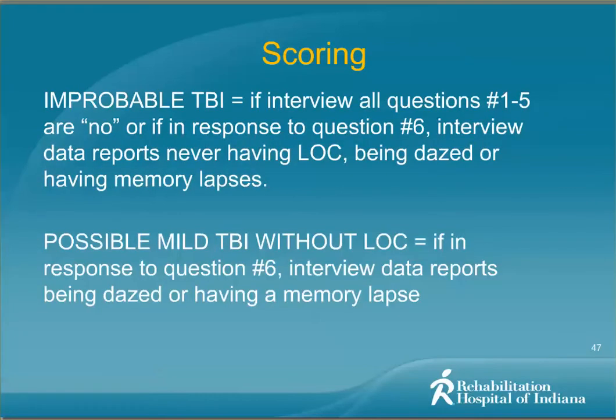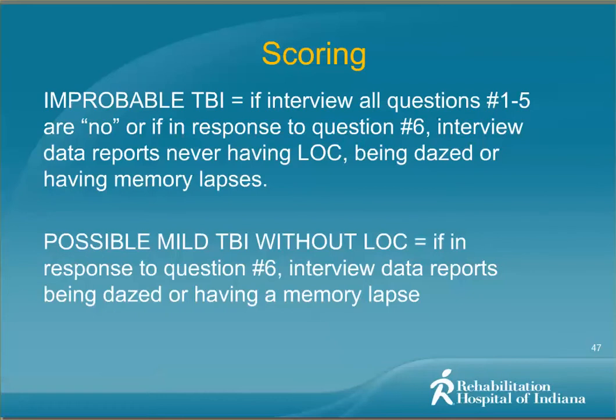Okay. Now, we're going to provide 2 examples at the end to illustrate some specifics on the scoring, but here are the guidelines for those categories. To score in the improbable TBI range, the result of the questionnaire would have a no for all questions, number 1 through 5. So that's step 1, that left column, they would have all no's. And then in response to question 6, they would never report a loss of consciousness. If they did say yes and they have some events in that step 1 table, they would never report a loss of consciousness. They would never report being dazed or having memory lapses.